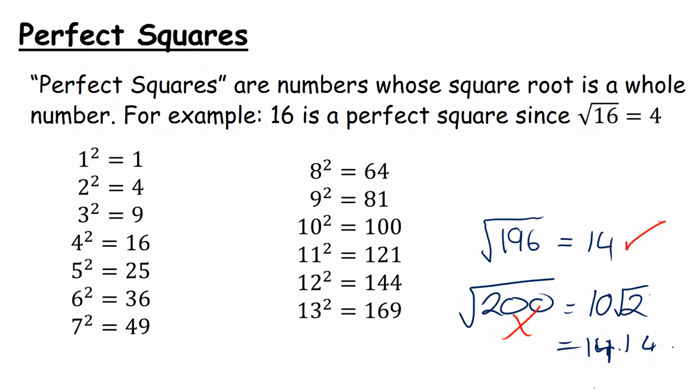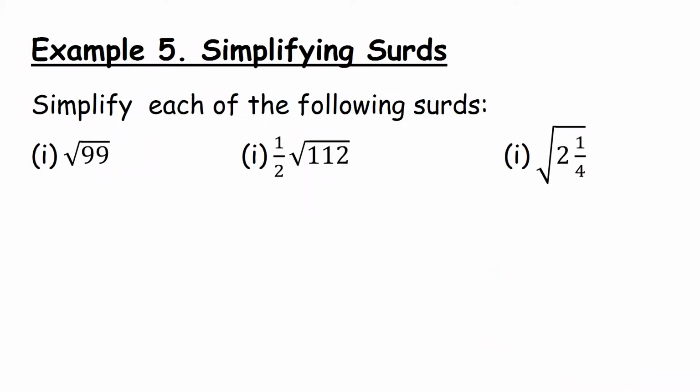So just get used to using your square root buttons to help you out in case you don't recognize a number. So let's look at using these properties of surds. Simplify each of the following. The method that we use to simplify surds is to see if there is a perfect square that will divide into the number. So think of your perfect squares: 1, 4, 9, 16, 25, and so on.